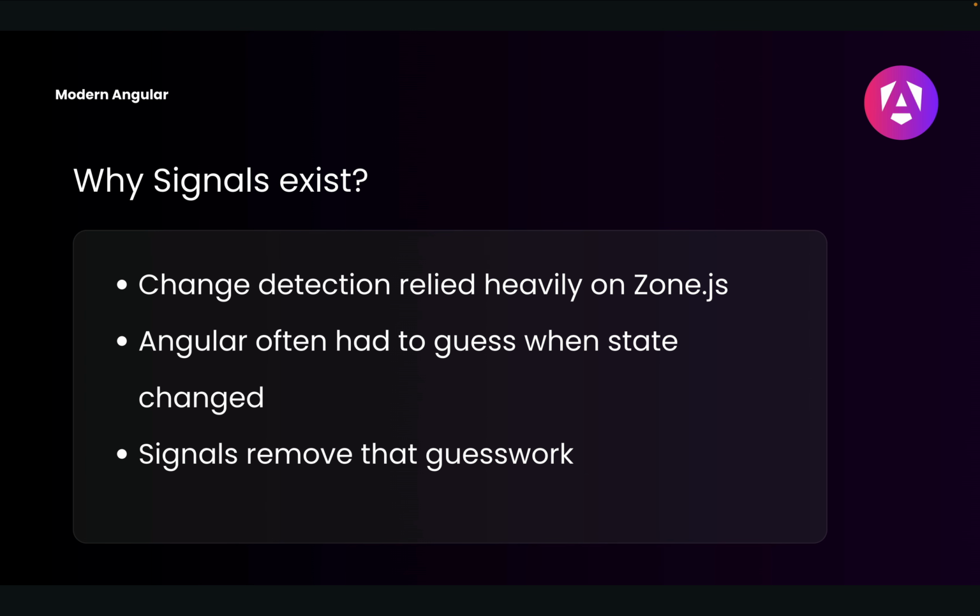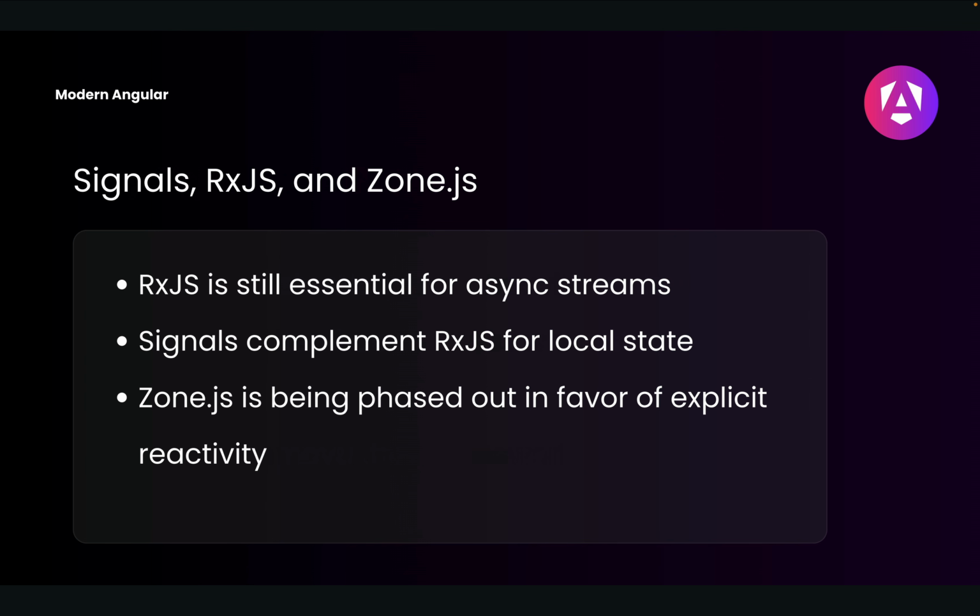This approach worked well, but it also meant that Angular often had to guess when the state might have changed. Change detection could run more often than necessary, and it wasn't always obvious what actually triggered an update. As developers, we adapted to this model. For simple components, we use plain class properties and rely on Angular to detect changes.